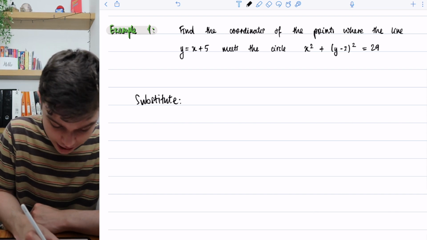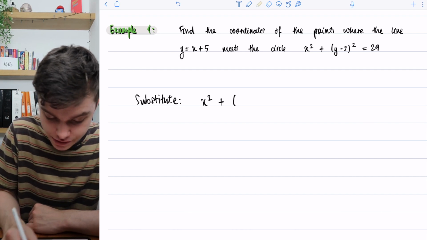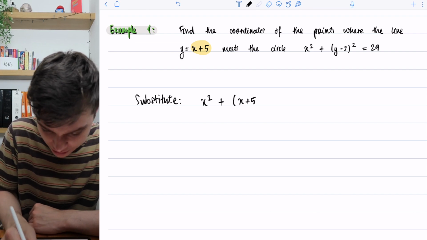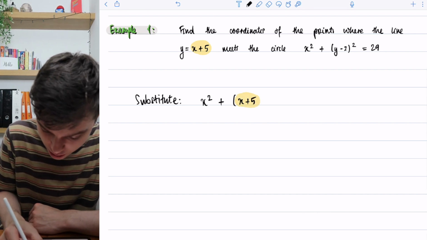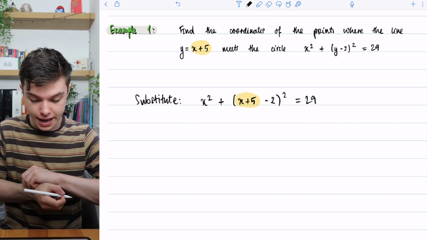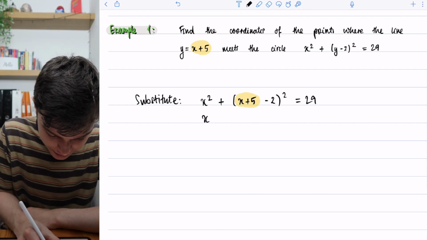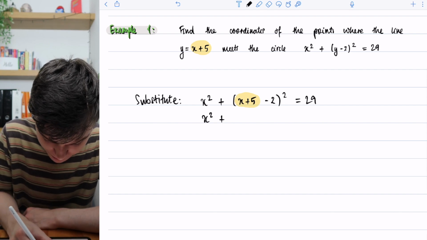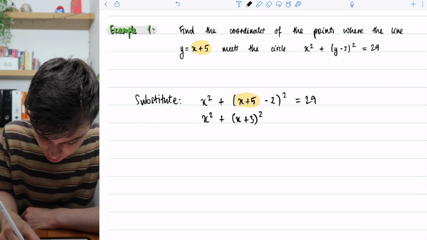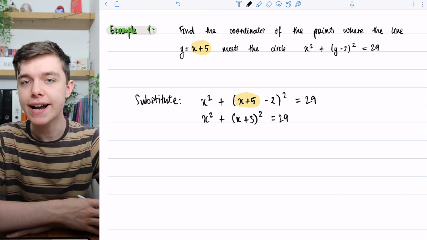So we are going to have x squared plus y, which I'm going to replace with x plus 5. So we'll have x plus 5, let's highlight that in yellow, that's my substitution. Then we've got minus 2 squared is equal to 29. That's what I've done when I've substituted. I can simplify that a little bit to give me x squared plus x plus 5 minus 2, which is plus 3, squared is equal to 29. Okay. Right, what can we do now?